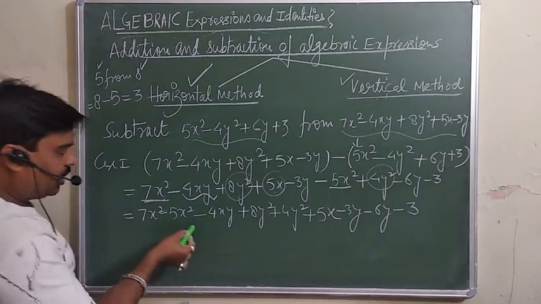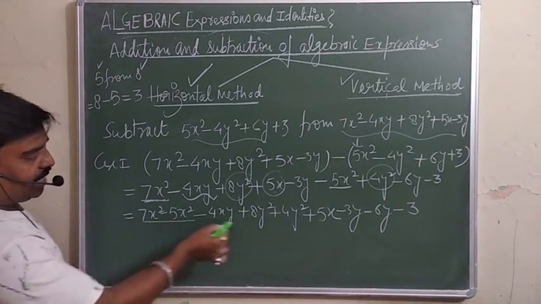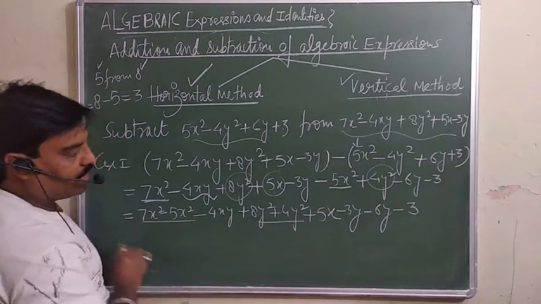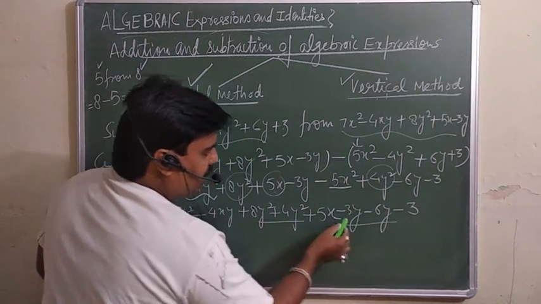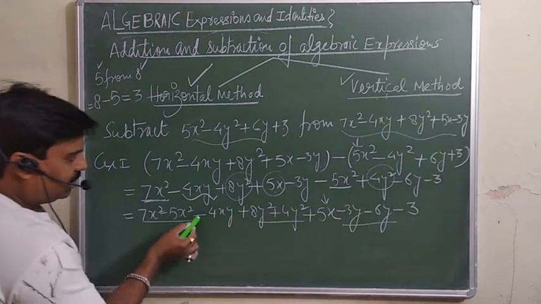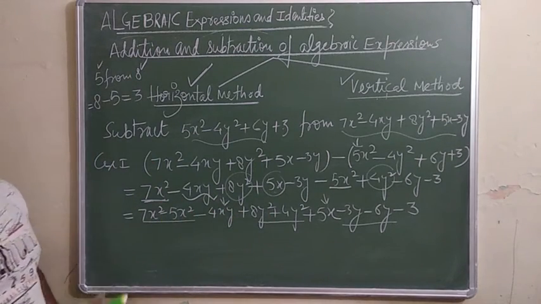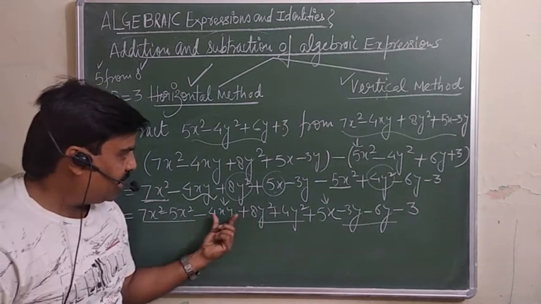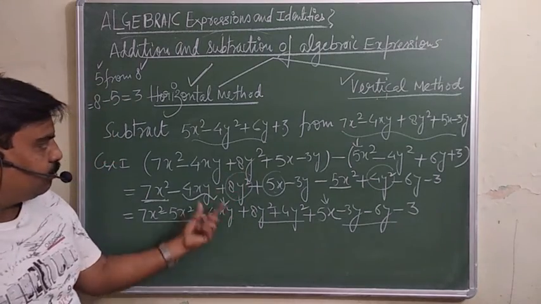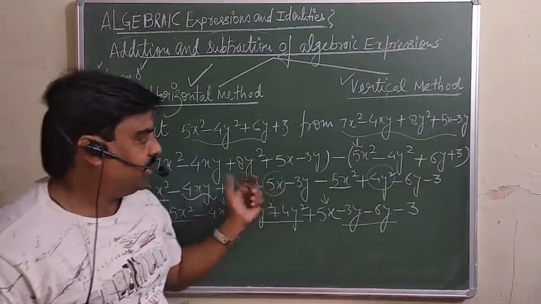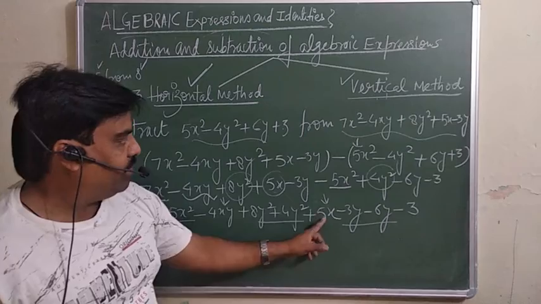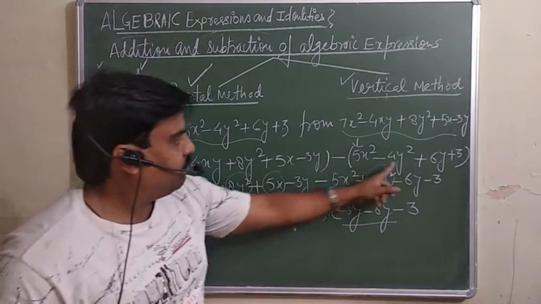You must write down the like terms together. Like terms को एक साथ लिखिए. These two are like terms and these two are like terms. They are separate. This is alone, other terms are not given. Here is minus 4xy. There is no other term of xy here. The same with 5x, no other term of x is there.